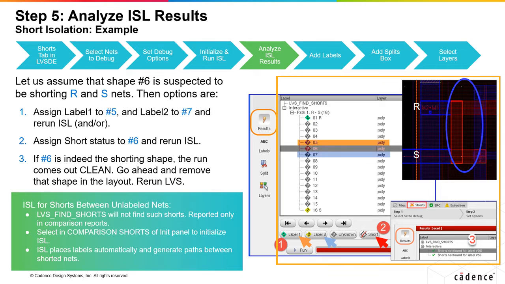If shape number 6 is indeed the shorting shape, the run comes out clean. Go ahead and remove that shape in the layout, and then rerun LVS to confirm the results.